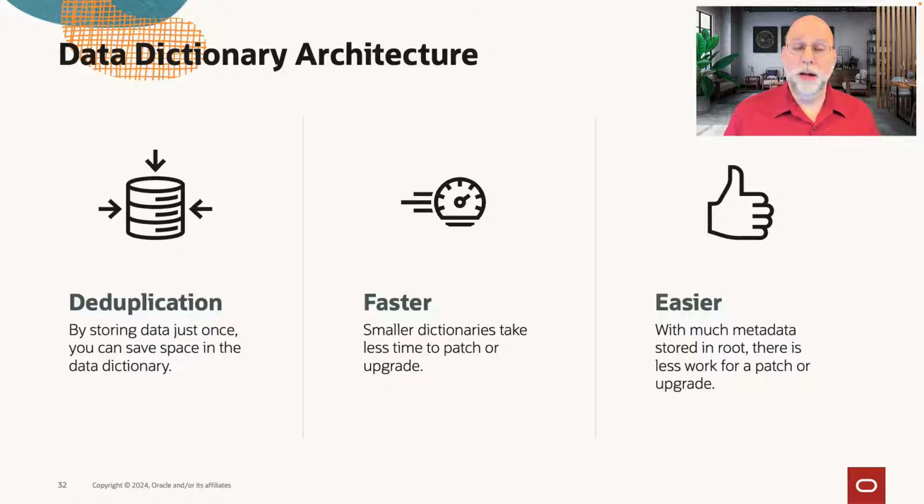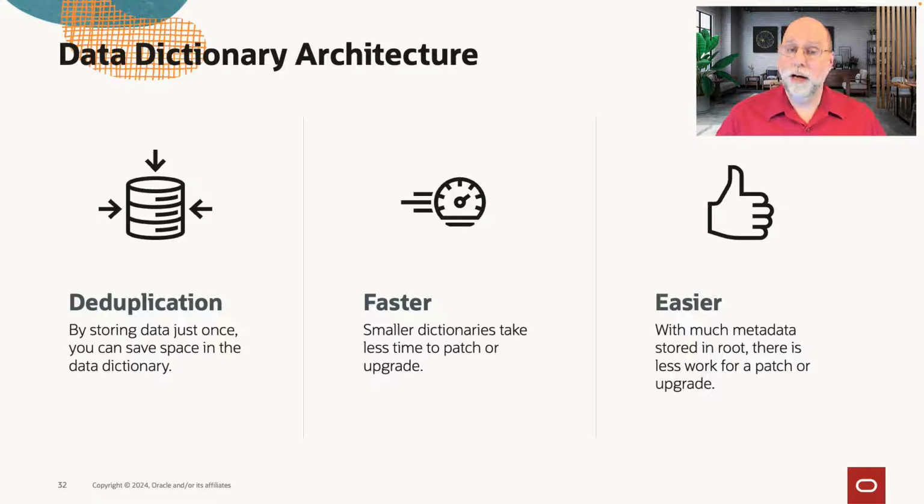Why do you need, for example, a copy of the DBMS_DATAPUMP PL/SQL package in every database when you can have one copy in the root and just pointers to it from every PDB? If you think about all of the PL/SQL packages that we have in the database, that's a huge savings of space. It can also be a lot faster to do patching and upgrade of your individual PDBs because they have less stuff in the dictionary.